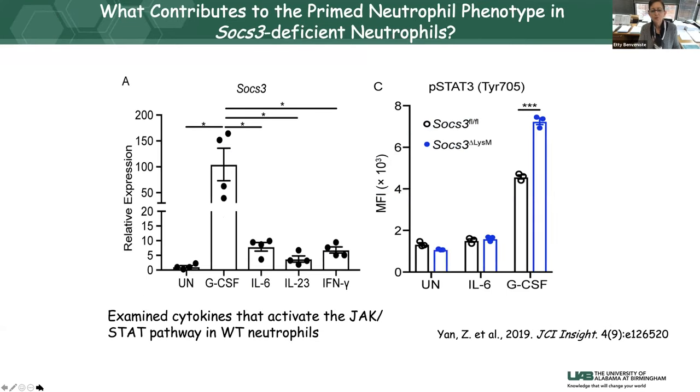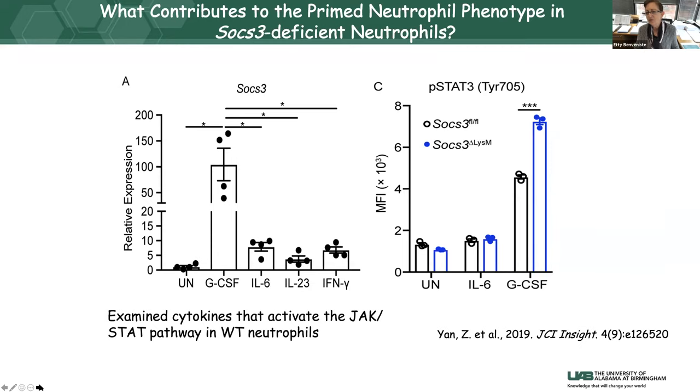And so the next question is, what might actually be activating these neutrophils, both in vitro and in vivo? So here we switch back to just looking at neutrophils from C57BL/6 mice, so just wild type neutrophils, and stimulated them with a variety of cytokines that activate the JAK-STAT pathway. And here we're actually looking at SOCS3 expression as a readout. And what you can see here is that of all the cytokines that we tested, G-CSF, granulocyte colony stimulating factor, was by far the most potent activator of neutrophils.